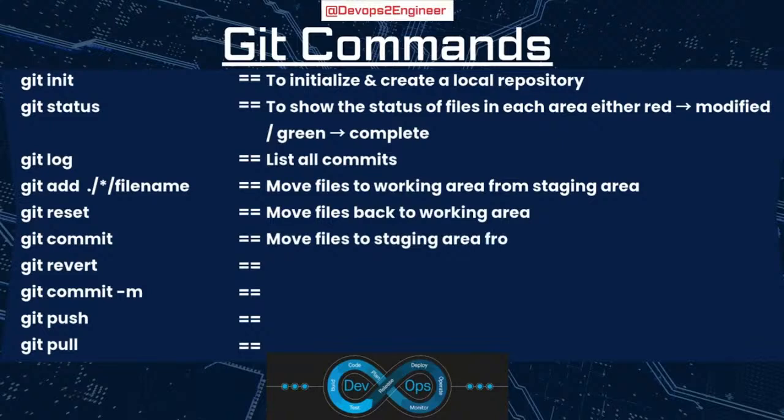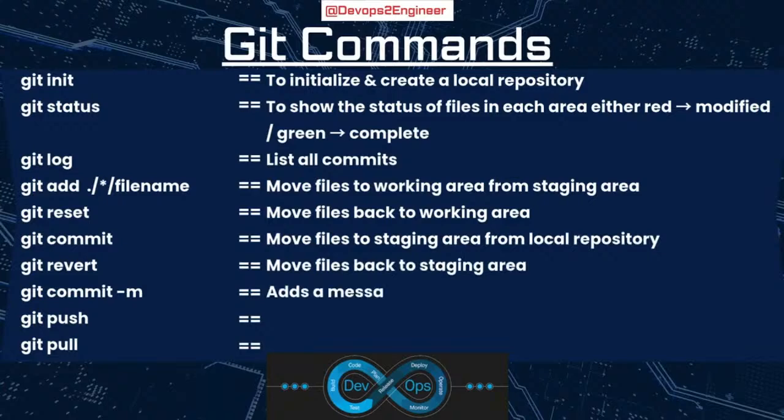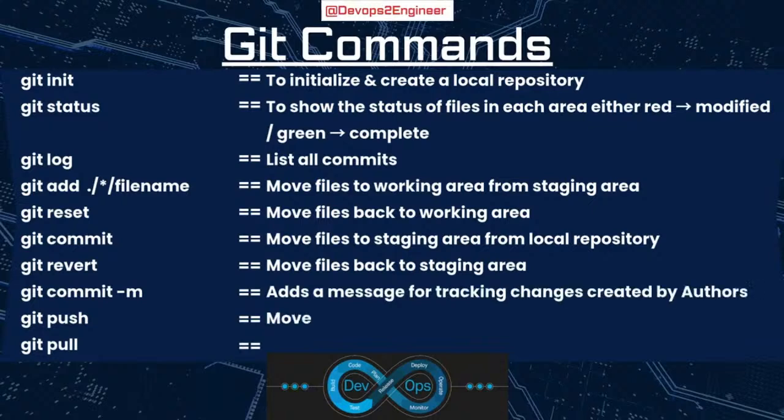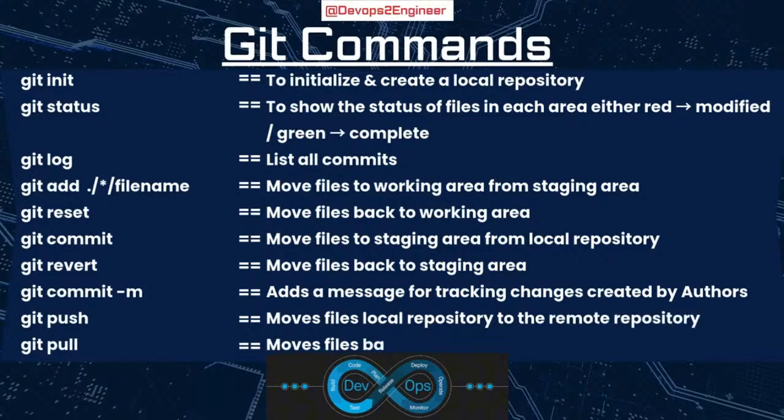Git add dot, or star, or file name moves files from the working area to the staging area. Git reset moves files back to the working area. Git commit moves files from the staging area to the local repository. Git revert moves files back to the staging area. Git commit -m adds a message for tracking changes created by authors.